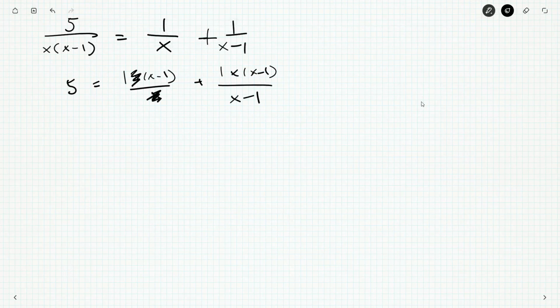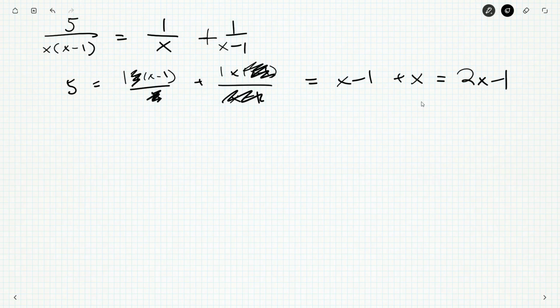Now this x and this x will cancel out. The x minus 1s will cancel out. So I'll be left with x minus 1 plus x, or 2x minus 1. Well, if we rearrange, we'll get 6 is equal to 2x, or x is equal to 3. So that's the only time this is going to happen. And if we wanted to, we could double check. 5 over 3 times 2, so 5 over 6, is 1/3 plus 1/2. Yeah, that's true.